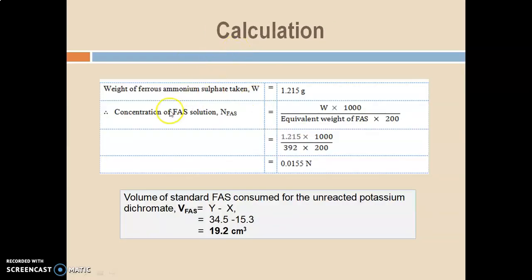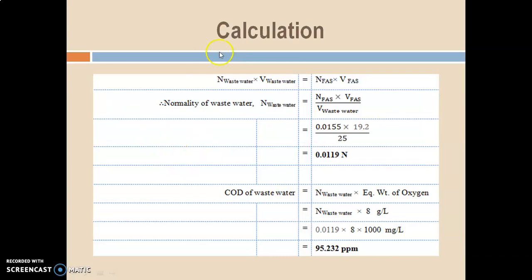Now the calculation. The concentration or strength of FAS solution can be determined by knowing the exact weight of FAS transferred. The volume of standard FAS solution consumed for the unreacted potassium dichromate, that is V FAS, is Y minus X. Y is the blank titer value and X is the back titer value, and it comes to 19.2 cm cube. Later, the normality of wastewater can be calculated.